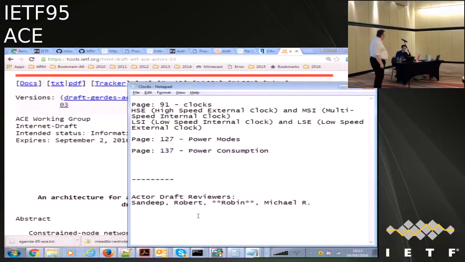Michael Richardson. Yeah. Okay. Cool. So we got two out of the four in, and neither Sandeep nor Robert is here, so I can't put them on the spot here.